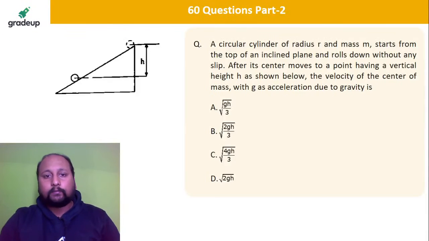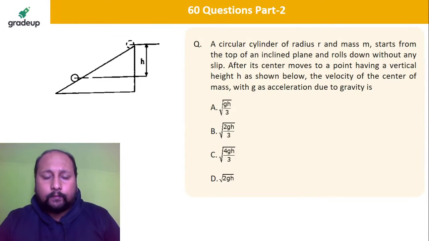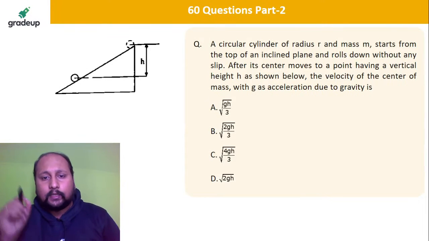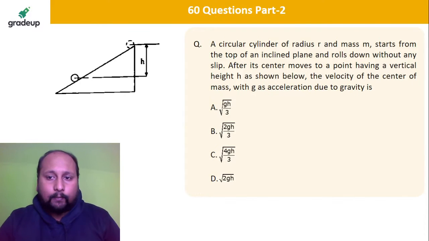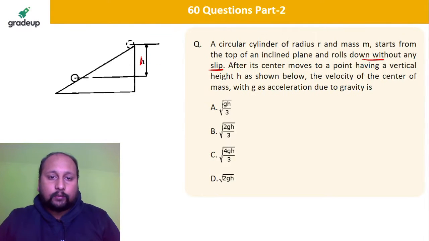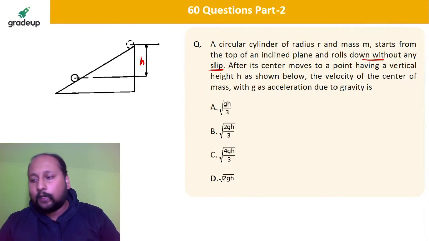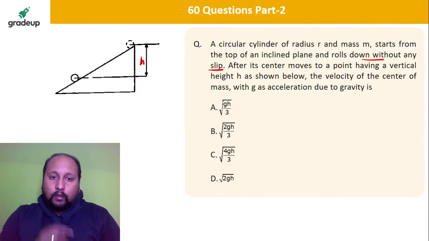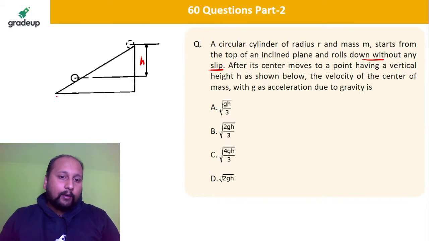Next question. A circular cylinder of radius r and mass m starts rolling from the top of an inclined plane and rolls without any slip. That means there is rolling without slipping. After its center moves from a point having a vertical height of h, the velocity of the center of mass, with g as the acceleration due to gravity, is. Let's see who will be solving it. How to calculate? Again, my dear friend, you have to use energy conservation.